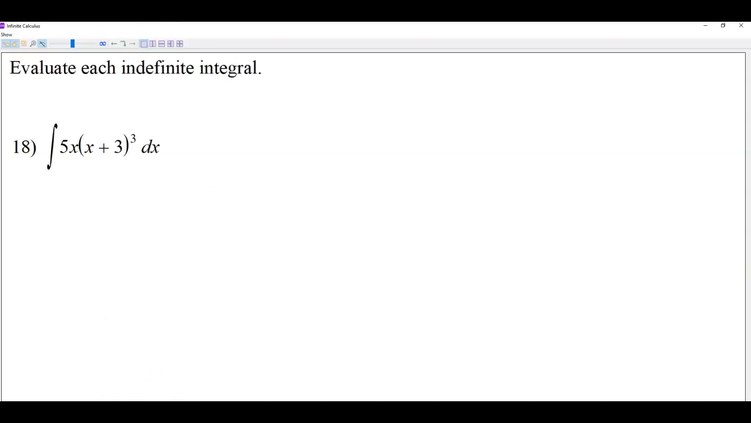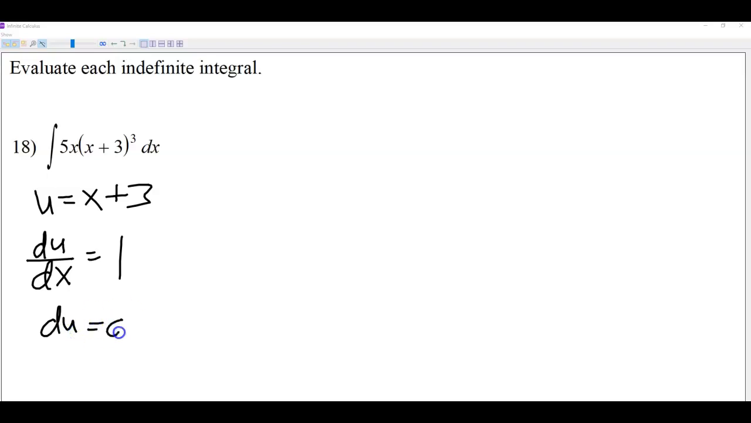All right. Now, number 18 is another u sub problem. Something interesting happens here. Let's begin and see what that is. So we set u equal to the inside function. We find the derivative. And then we get dx by itself. In this case, since it equals 1, that means du just equals dx. If you multiply both sides by dx, that's what you get. Now we're ready for our substitution.